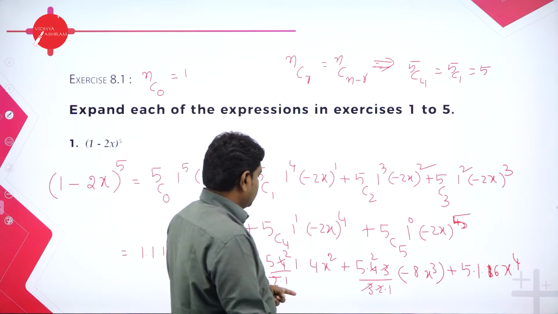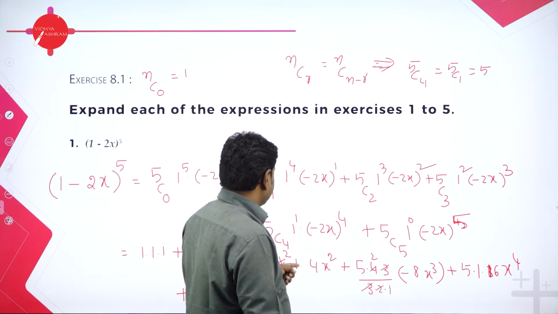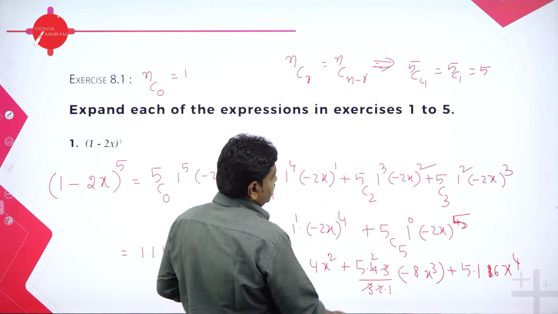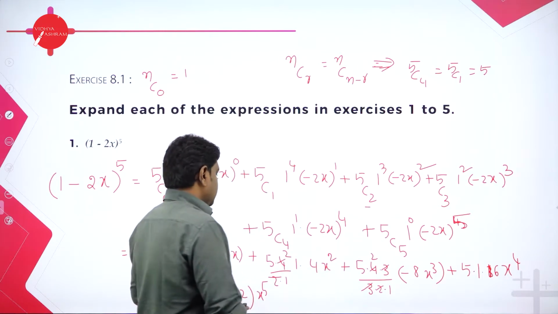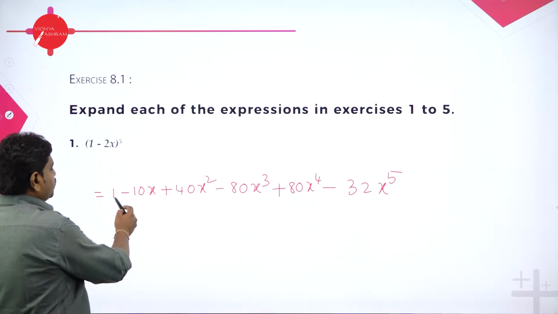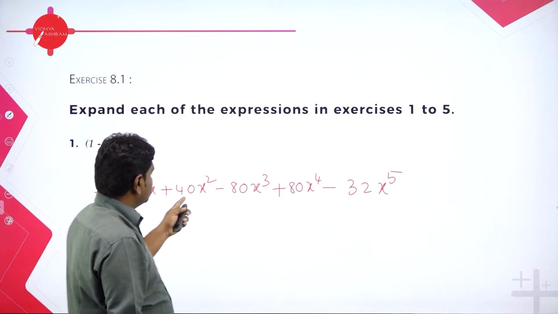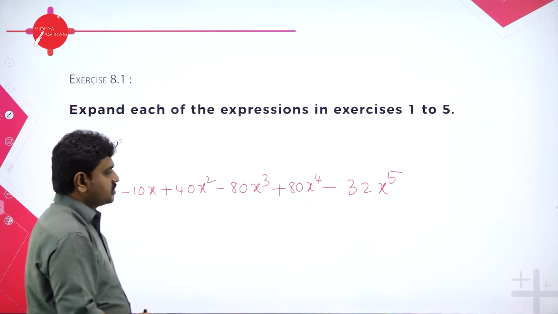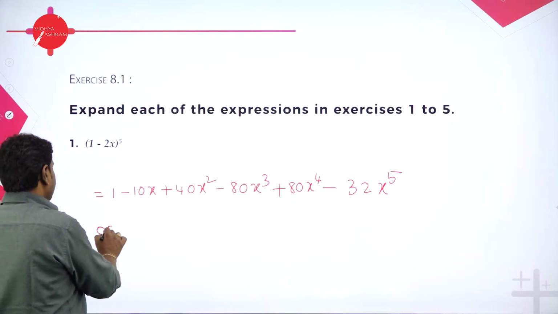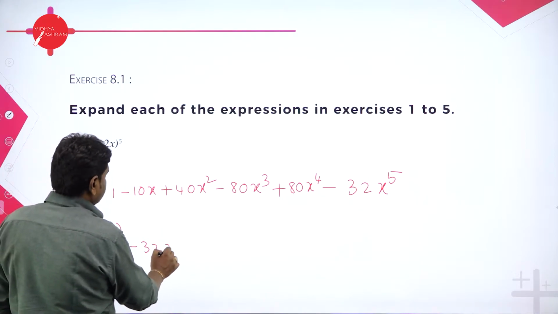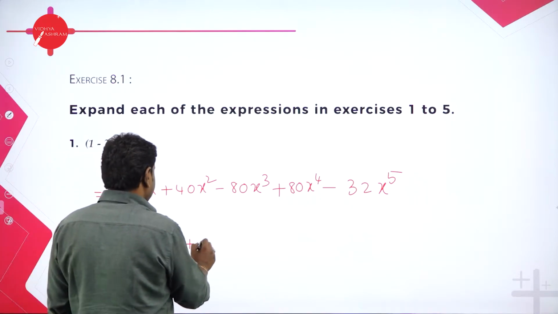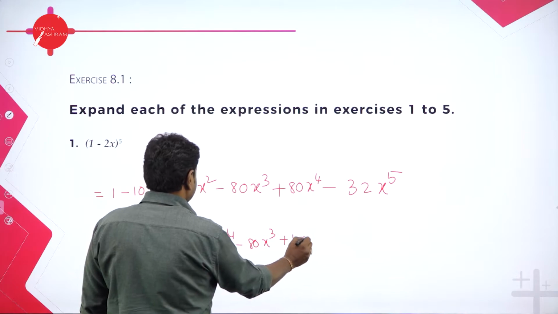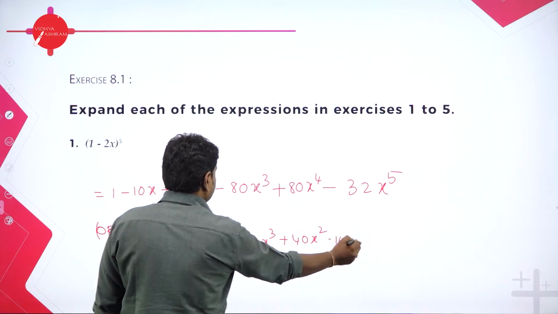We'll simplify. See here we have the third term, 5c3 and 5c2. Both are the same, so we'll get the same value. Here one thing you can observe: plus minus alternates. 1 minus 10x plus 40x square minus 80x cube plus 80x power 4 minus 32x power 5. Or you can write in reverse also, from higher degree to lower degree: minus 32x power 5 plus 80x power 4 minus 80x cube plus 40x square minus 10x plus 1.